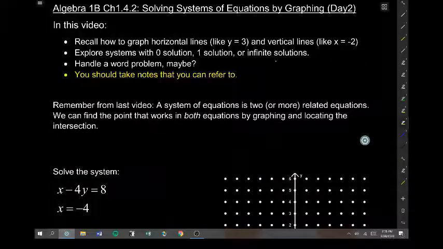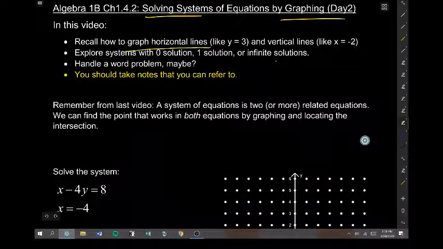Okay, this will be our second lesson on solving systems by graphing. All we do is take our equations and graph them on the same plane and see where they cross. In this video, we'll recall how to graph horizontal lines like y equals 3 and vertical lines like x equals -2. We'll explore systems with 0 solutions, 1 solution, or infinite solutions, and we'll handle the word problem, probably.